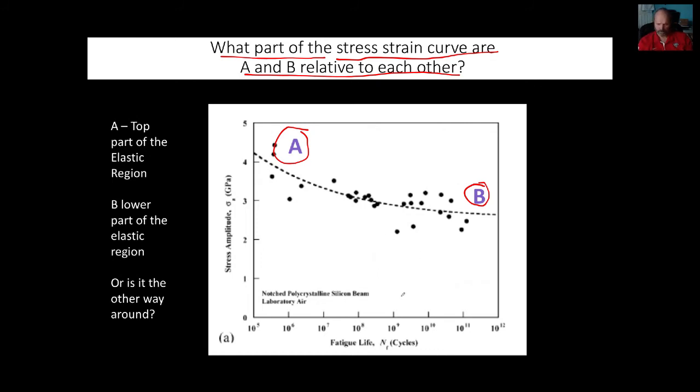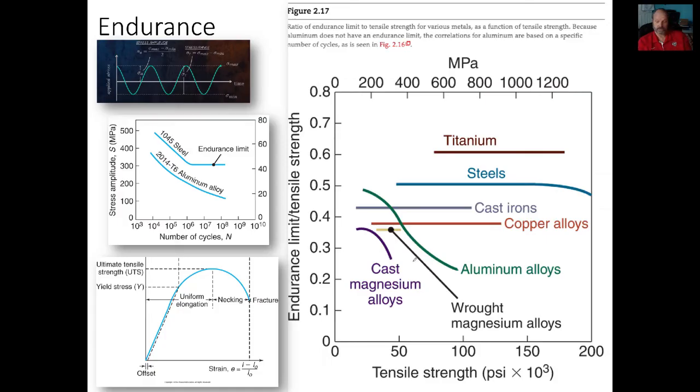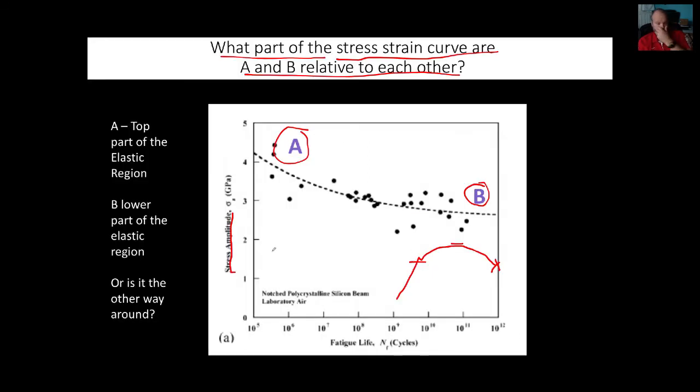So remember, this might help you. We have the straight part of the stress strain curve, and then we have where it yields, and then it starts to be plastic, and then it bends over until it finally breaks. This is stress and strain. This is UTS, ultimate tensile strength. This is where it yields, okay? So that's related to the stress amplitude, right? The stress value on the y-axis, okay?